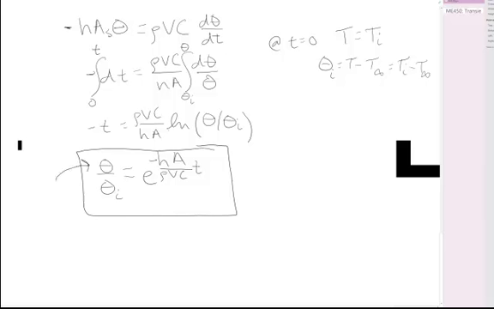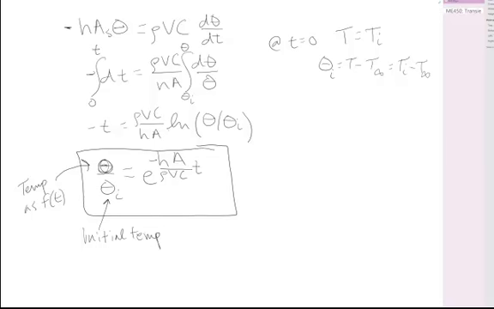Recall theta is basically temperature as a function of time. Theta i is the initial temperature. And what this says is that the ratio of the temperature over the initial temperature, or I should say the temperature difference between the object and the ambient, and the initial temperature difference goes as a negative exponential, which means that gradually over time, theta is going to approach 0, and it's going to asymptotically approach it.